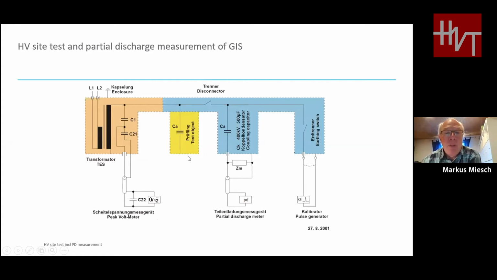Connected to the terminal of the test transformer are the test object and, via an internal disconnector in parallel, a coupling capacitor, where on the secondary side a partial discharge measurement meter can be connected. Also in the test circuit is an isolated earthing switch, which is shorted on the secondary side during the test and can be used before the test for the calibration of the circuit.